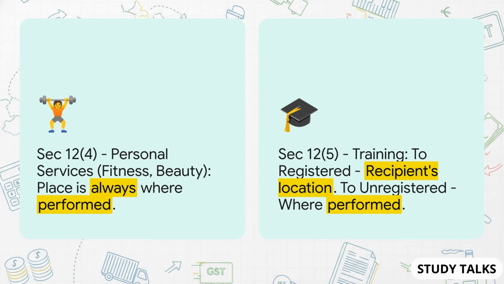That's it. Simple. But for training and performance appraisal under 12.5, it depends. If the client is a registered person, the place of supply is the client's location. If they're unregistered, only then is it the place of performance. See that little difference? That's a favorite for both descriptive questions and MCQ.